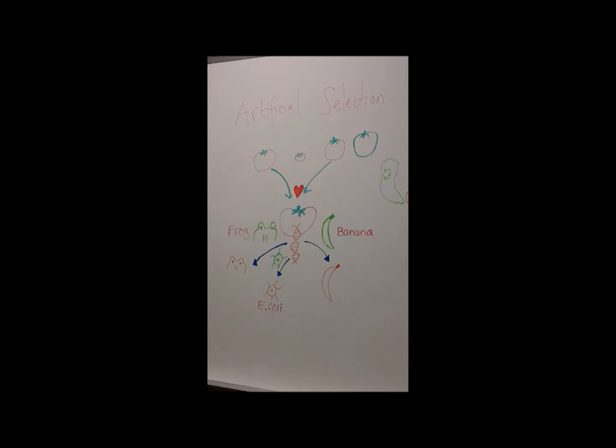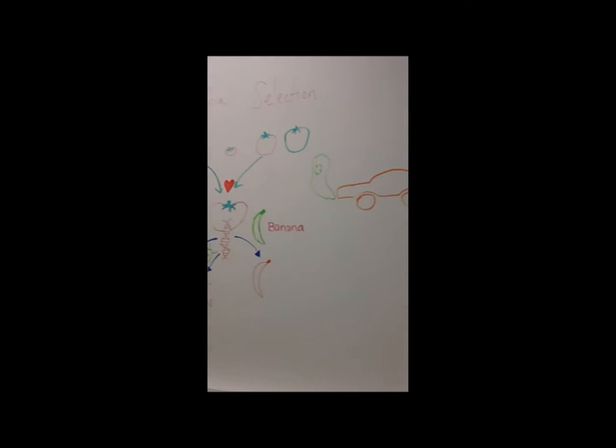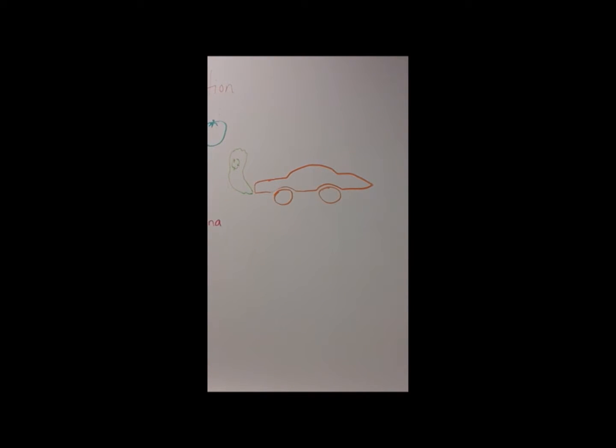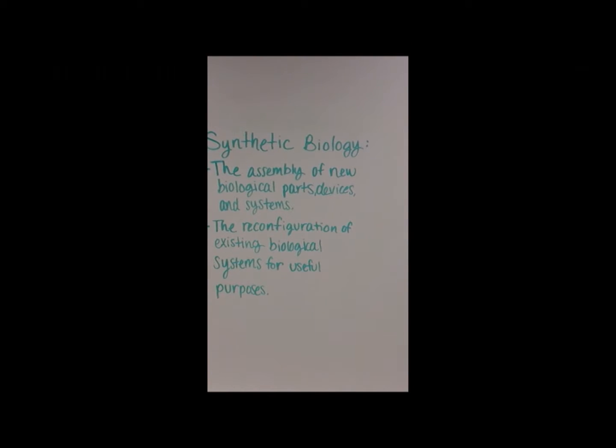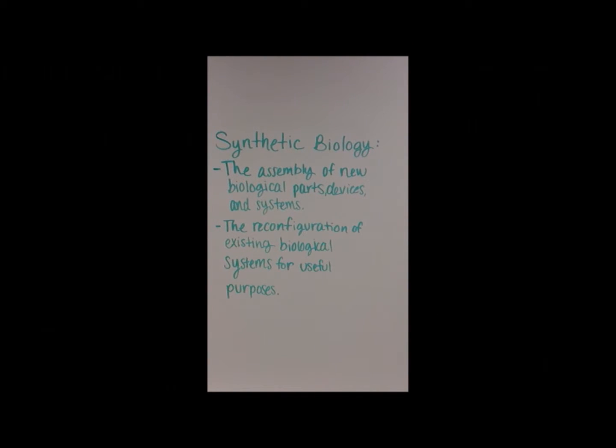Recently, scientists have combined these advances with engineering principles to design organisms to do new things, like produce biofuels and pharmaceutical products. This is the essence of the new exciting field of synthetic biology. In summation, synthetic biology can be defined as the assembly of new biological parts and devices and systems, and the reconfiguration of existing biological systems for useful purposes.